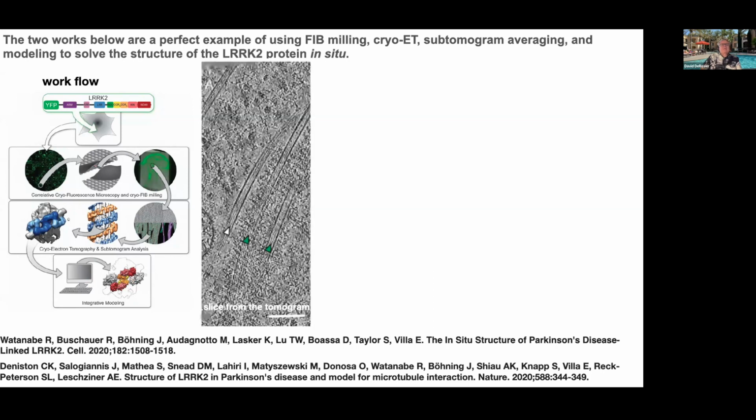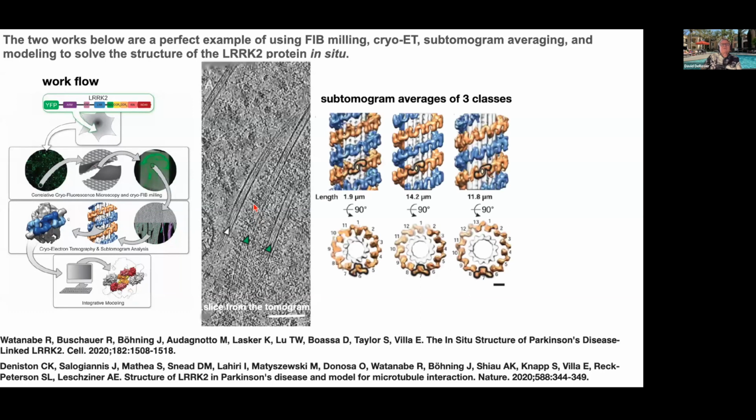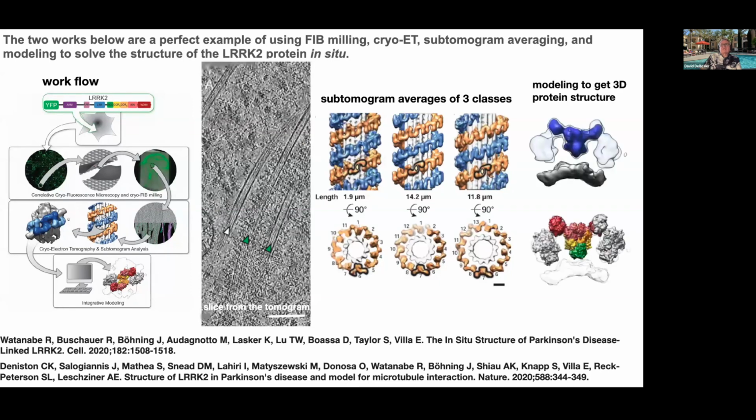And here is a slice through the tomogram. This shows the LRRK2 protein, raptor, and microtubules. You can then generate subtomogram averages among the classes, and then use the volume and modeling in order to produce what was the first three-dimensional structure for this protein done in situ on microtubules, by these groups of people.